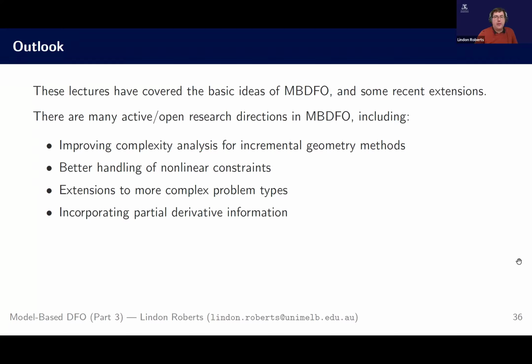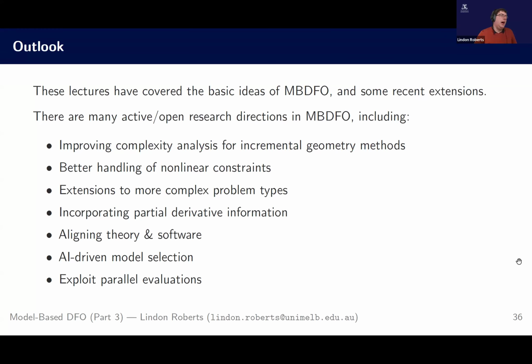There's work looking at incorporating partial derivative information. Some of the structure might mean you actually have access to some gradients, but not others, for example, some partial derivatives. There's a little bit more work trying to align theory and high-performing software, where there's a bit of a disconnect at the moment. There's people working on selecting your model from a bunch of possible interpolation models using AI-type methods. There's people looking at parallel evaluations and how you update a model when you can get multiple evaluations in parallel. But then you have things like race conditions that you have to work on.